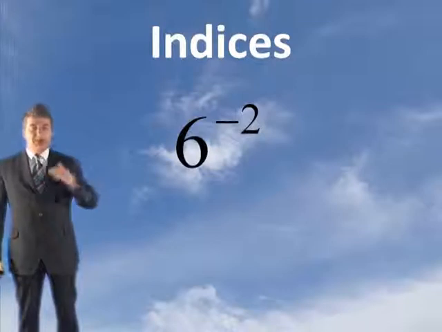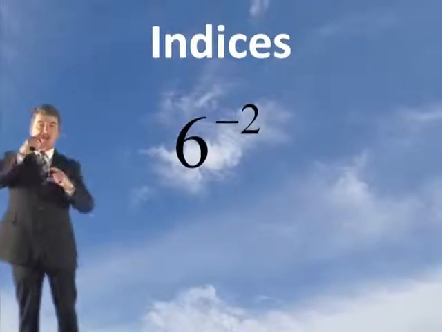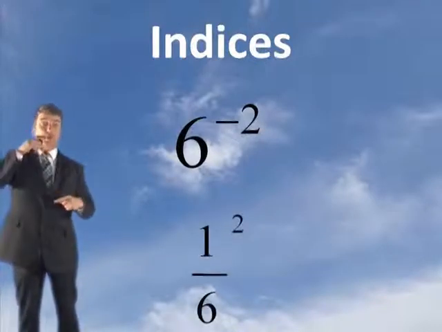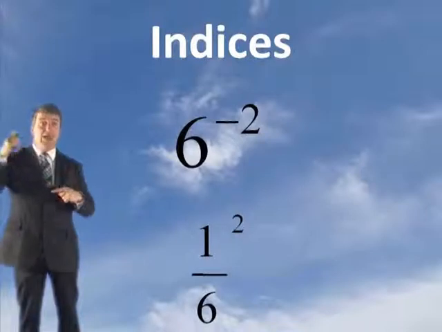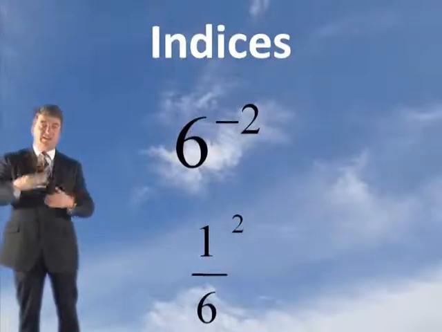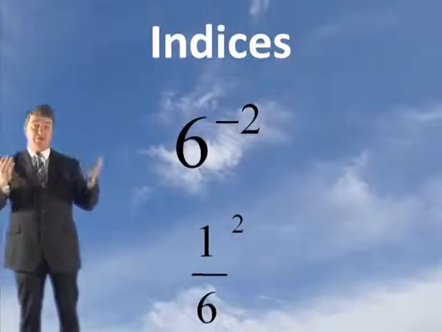6 to the power of minus 2. Well, what this has been inverted. It's been flipped over. What 6 to the power of minus 2 really means is 1 divided by 6 squared. So if I make 1 divided by 6, if I flip it over and invert it, it makes it 6 to the power of minus 2. Do you understand? They've inverted it, they've turned it over from a fraction into a whole number.